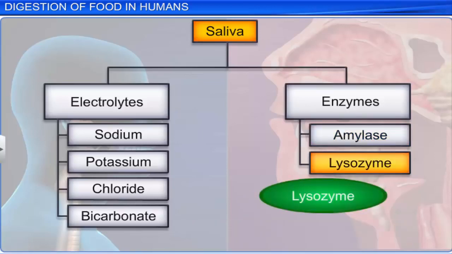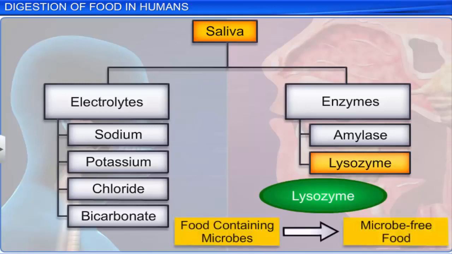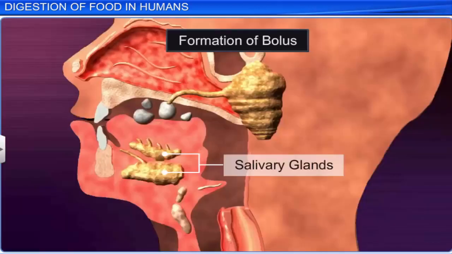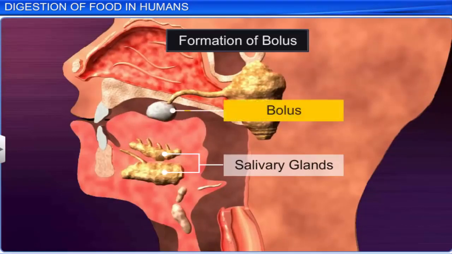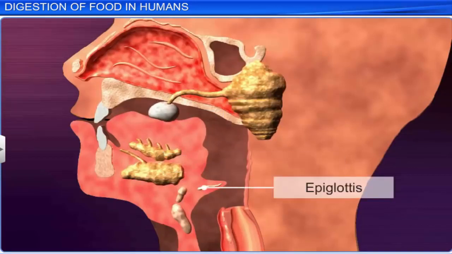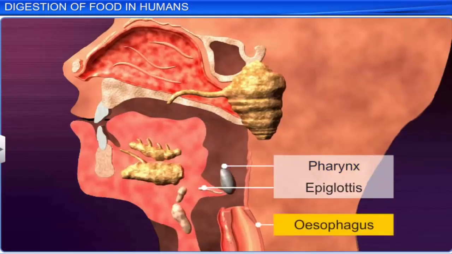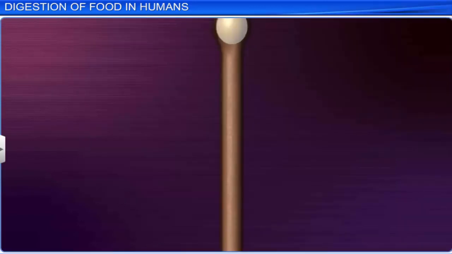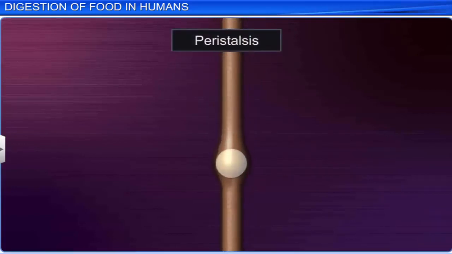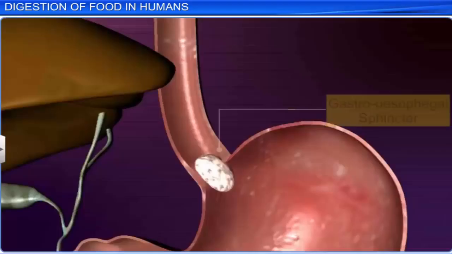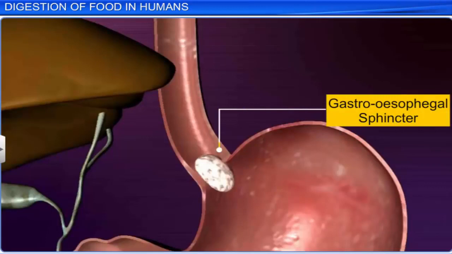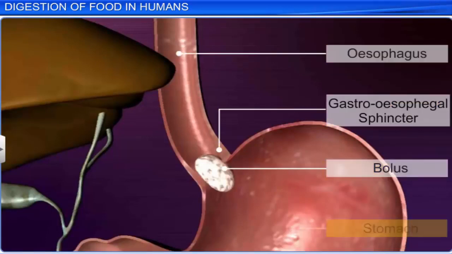Whereas lysozyme acts as an antibacterial agent and kills microbes present in food substances, thereby preventing infections. Mucus, on the other hand, lubricates the food and helps the masticated food particles stick together to form a bolus. Thereafter, the bolus passes through the pharynx and then into the esophagus by the process of swallowing or deglutition. Once the bolus enters the esophagus, a series of wave-like muscular contractions known as peristalsis pushes it down the esophagus and towards the gastroesophageal sphincter, a one-way valve that conducts the bolus from the esophagus into the stomach.